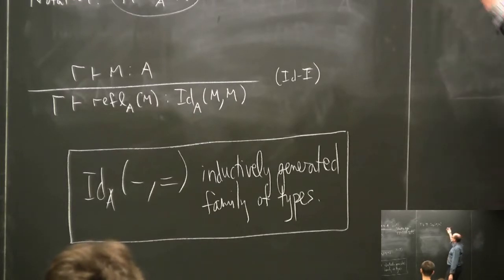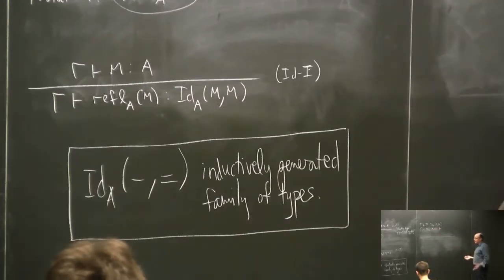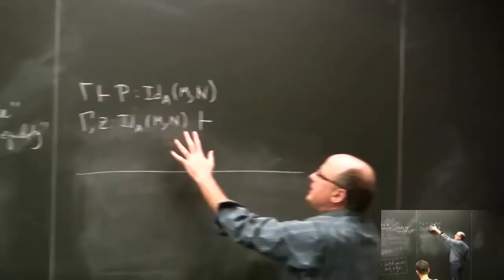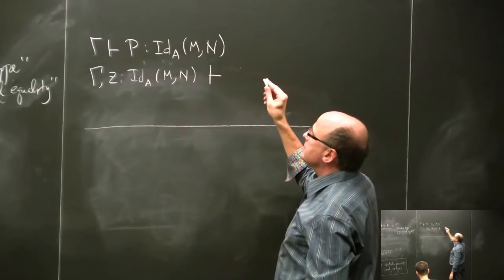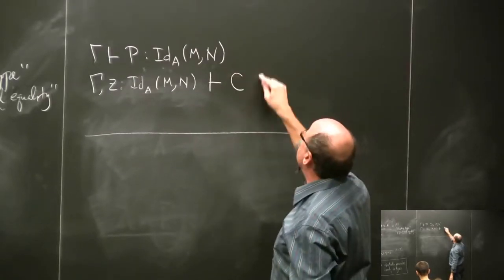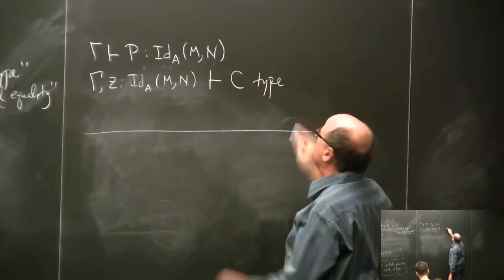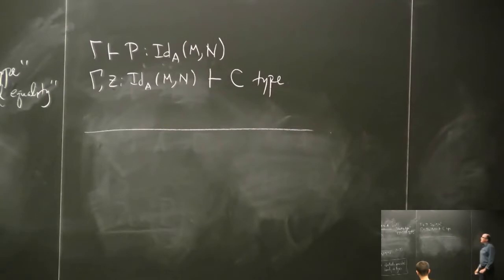So if I'm doing a mapping out property, what it means is I have a family of types. Now you'll see the discussion about positives will help us a lot here. So I want to map out of this identity type, so I need a family of types, C, indexed by Z ranging over the identity type.